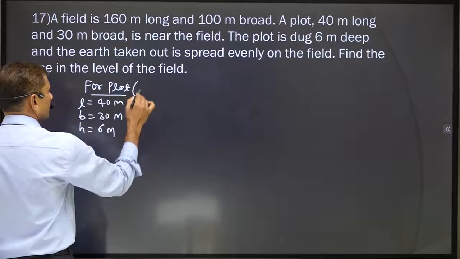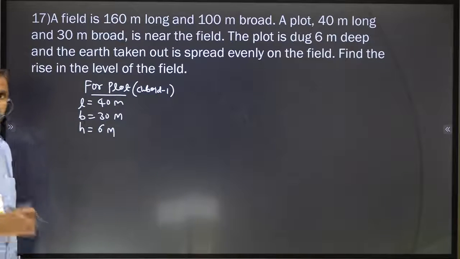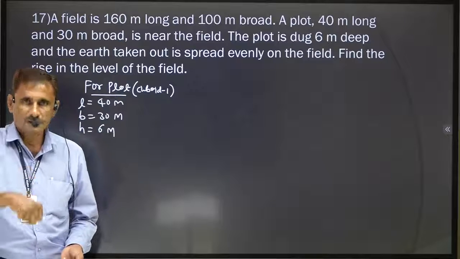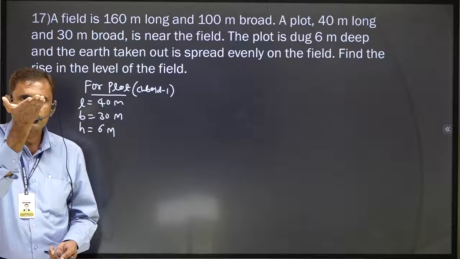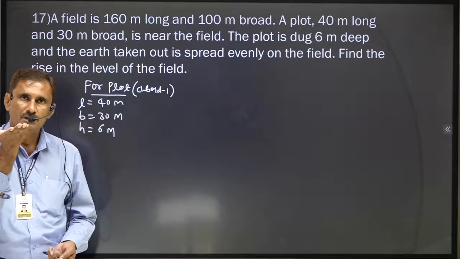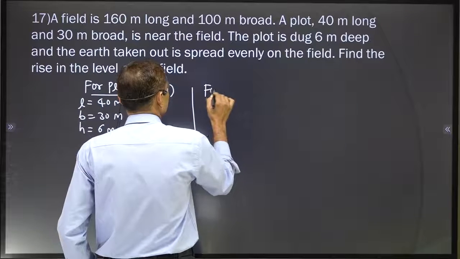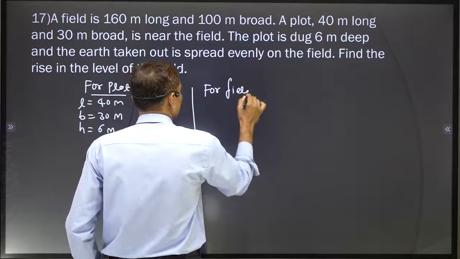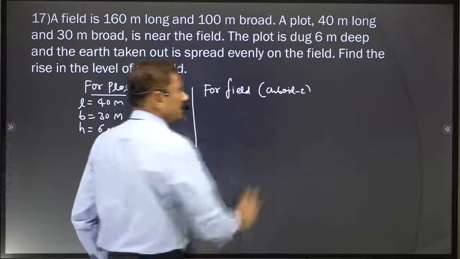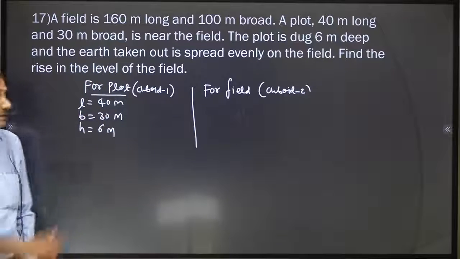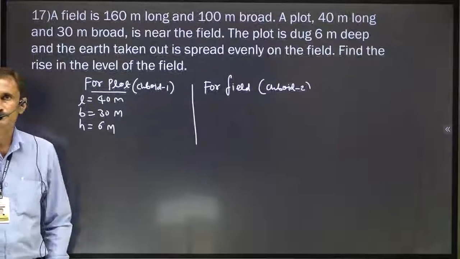Okay, so that is actually a cuboid. Let's say cuboid 1, because another cuboid is also there. Here digging is happening, and somewhere else the level is rising, so there also a cuboid becomes. Okay, so this is for 1. Now say for the field, it will become cuboid 2, not now, but after spreading clay earth there. It is now a plot, but after digging it will become a cuboid.